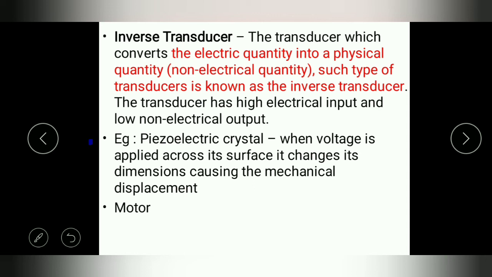That means if we apply some voltage across the surface, the piezoelectric crystal will change its shape or its dimensions. That is acting as an inverse transducer. So the piezoelectric crystal can be used as an inverse transducer or as a direct transducer. Then another one is the motor. When current is applied across the armature of the motor, the rotor of the motor will rotate. That is, electrical quantity is converted to rotary motion, which is a non-electrical quantity. That is also an inverse transducer.